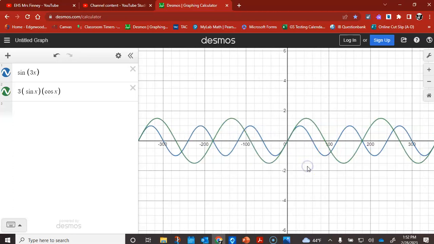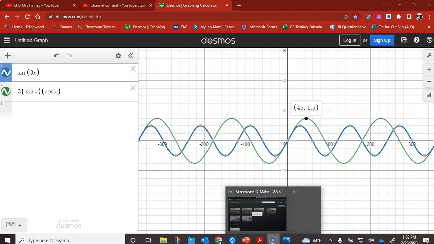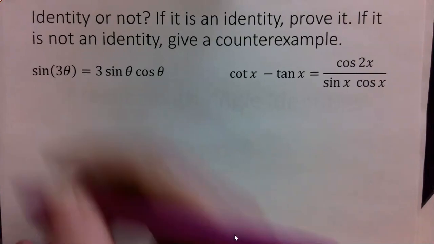And so what I want to do is find a spot where they're not the same. So this looks like a nice place. Well, that says 41. So maybe I'll go with 45. So I've got 45 for the green is 1.5, and for the blue, 0.707. Okay? So I'm going to come back over here to my notes, and I'm going to show that this is not an identity.